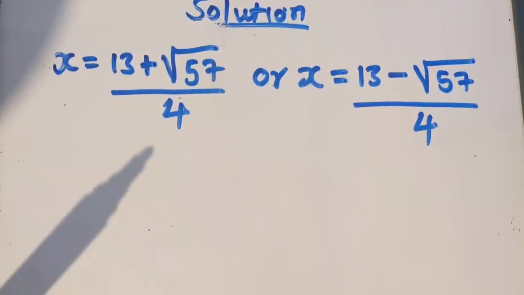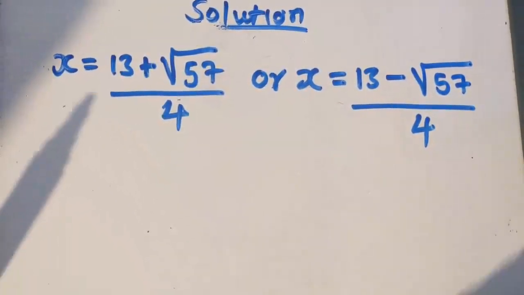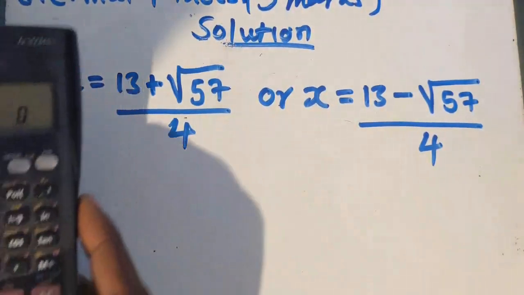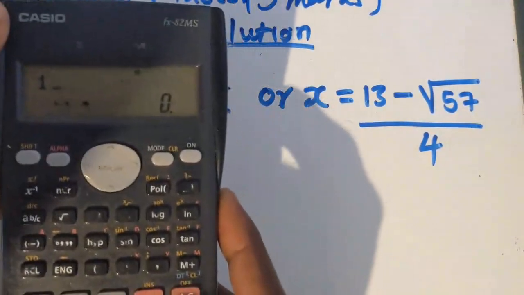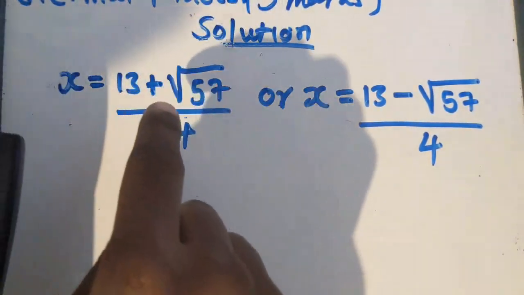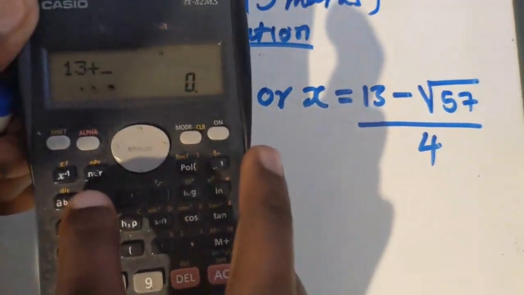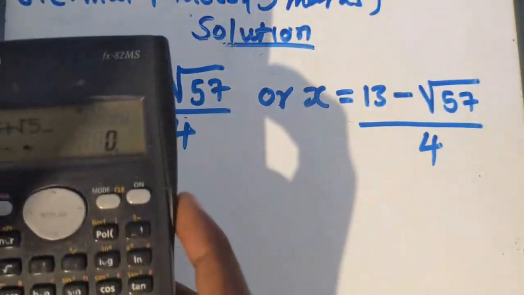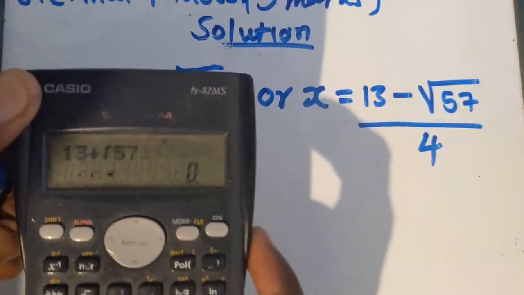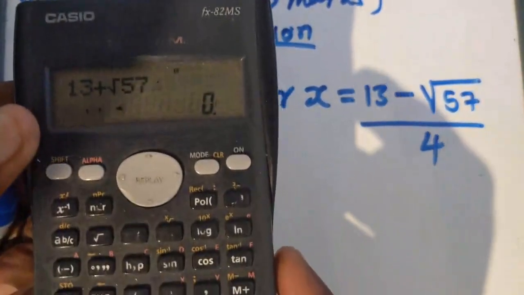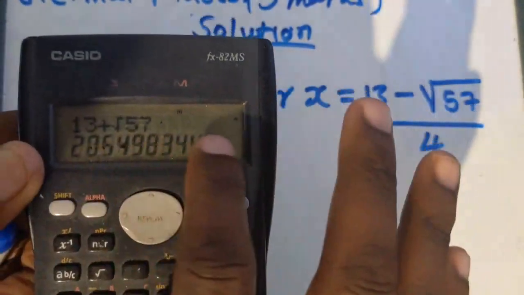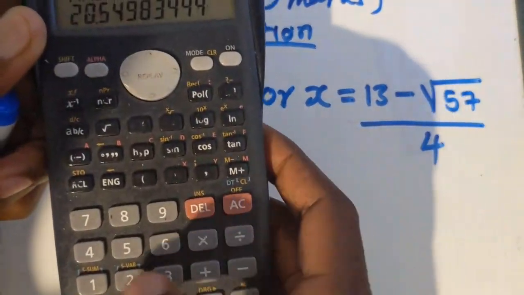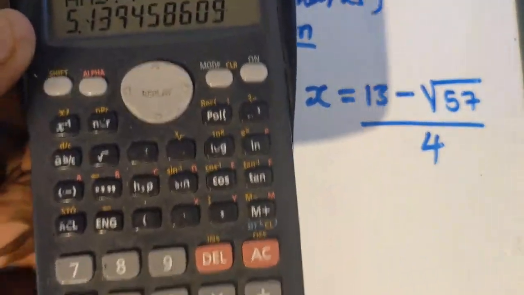Now what you are supposed to do is just punch these on your calculator. That's all. When you punch this on a calculator, you say 13 plus, then you say square root of 57. So you just write root of 57, then you say equals, this is your answer. But you divide your answer by 4. So this is your answer here.